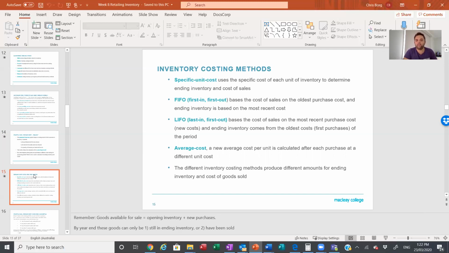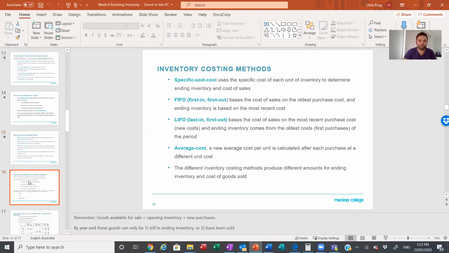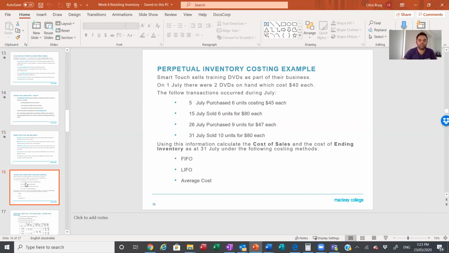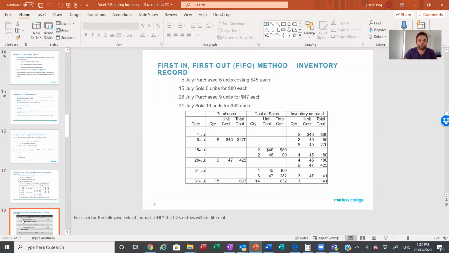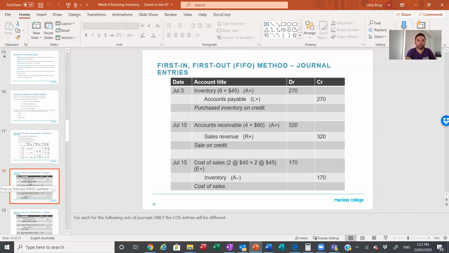Depending on the inventory costing method you use, it will obviously produce different results in regards to gross profitability and cost of sales. Within these slides, you'll be given examples of how the perpetual inventory system would be used under each of the different methods. We've got a worked example for you here, as well as the journals that you'll make.